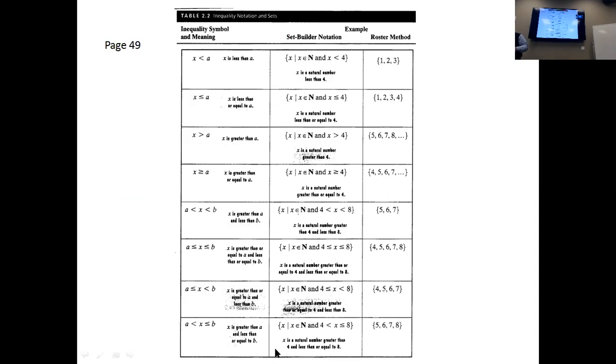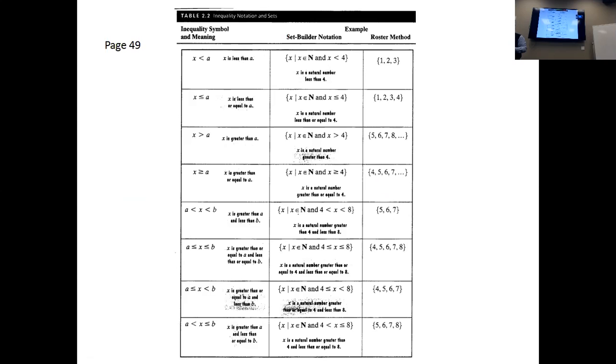Look at the third one: x greater than a, and x is a natural number. So all natural numbers greater than a start with 5 and go all the way to infinity. Look at the next one, the fourth one: x greater than or equal to a. All natural numbers greater than or equal to 4, so it includes 4. It would be 4, 5, and so on.